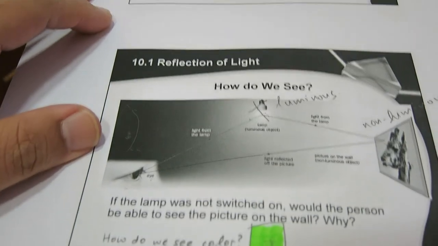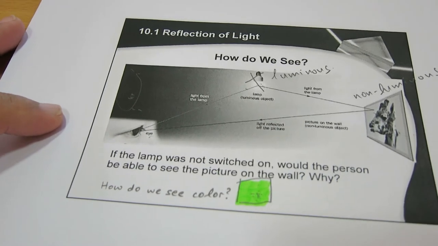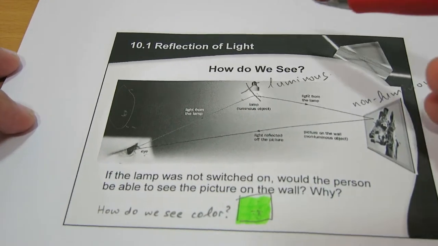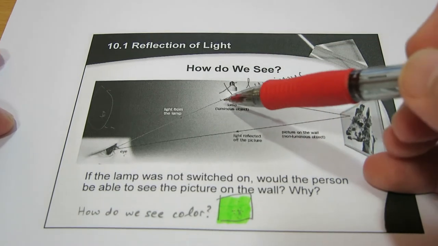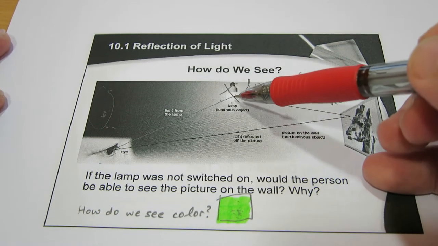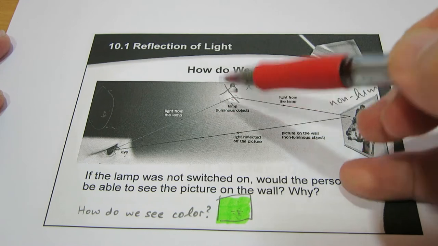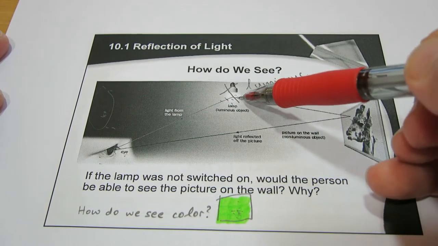Now, let's talk about why we are able to see things. The reason why we are able to see things is that light from a certain object or from a certain source is being released and entering our eyes. That's why we are able to see it.